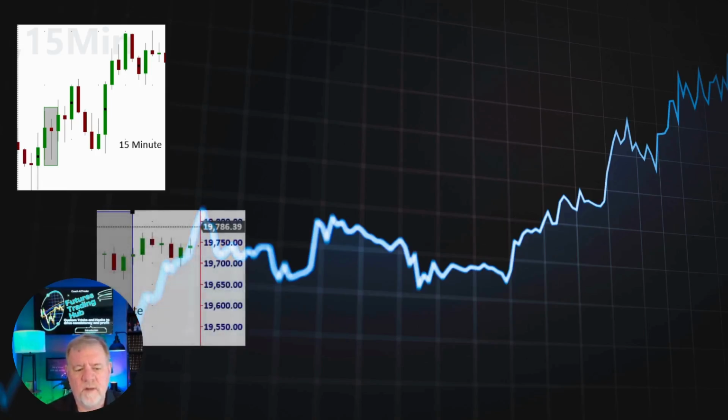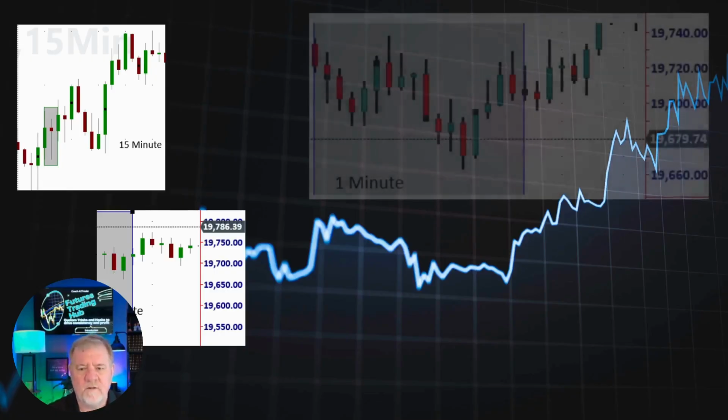Same with the 5-minute candle. If we look at this 5-minute candle, we see a little bit, we understand why it went all the way to the high, all the way to the low, and then why it ended up at its exit point. We can see that, but it still doesn't tell us anything about what's actually happening inside that candle.